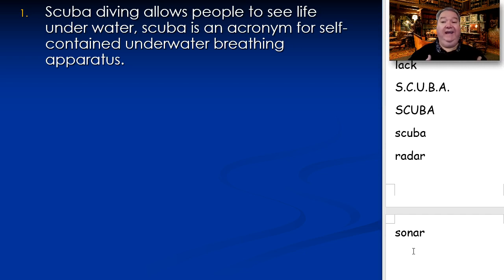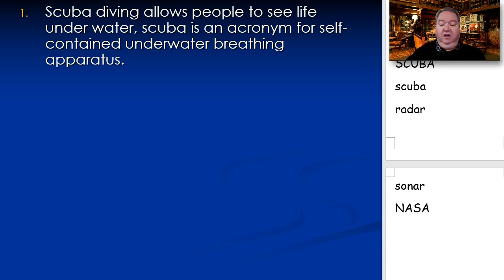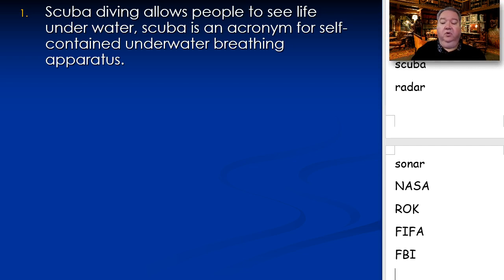For example, NASA, National Aeronautics and Space Administration. We talk about the ROK, the Republic of Korea. I live in the ROK, Republic of Korea. In the ROK, referring to the Korean Peninsula. FIFA, an acronym. Others, though, for example, people will sometimes say FBI or CIA are acronyms.